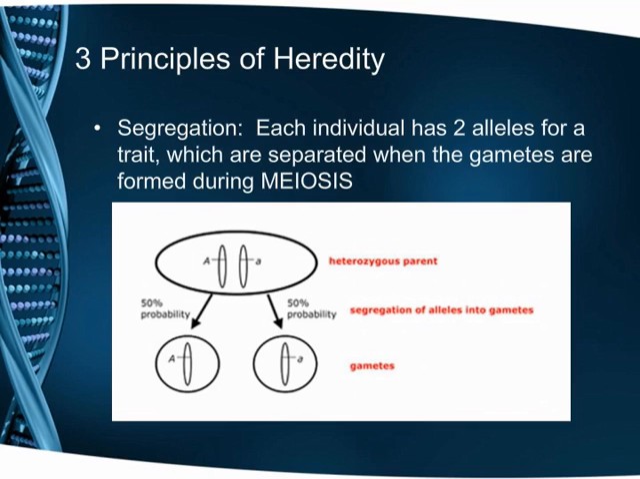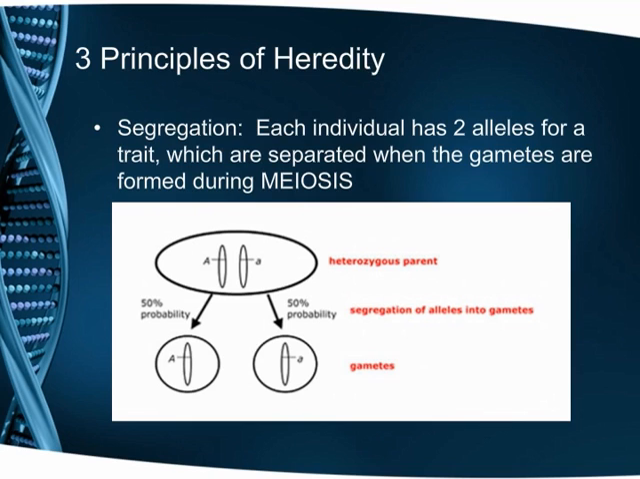Now this can be kind of difficult to understand, so it's important that you take a careful look at this diagram. In the first cell at the top of the diagram, you see the parent with 2 chromosomes, one labeled with the big A and one labeled with a little a. These represent the 2 alleles in that parent individual.